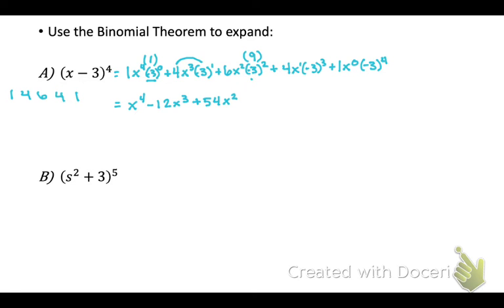Why is it x to the second? Because it's 4, 3, 2, 1, 0.